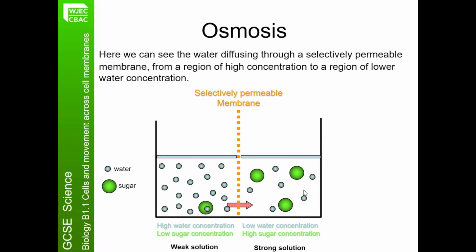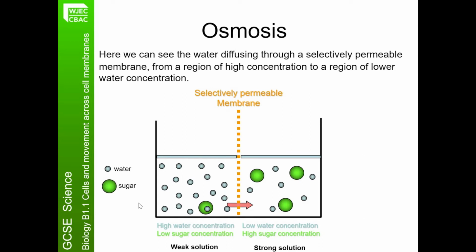On the right-hand side, we have low water concentration, only a few blue water molecules, and more green sugar molecules than on the left-hand side. So we have low water concentration, high sugar concentration. We describe this solution as being a strong or concentrated solution. So again, if we use the analogy of making up squash, if you like your squash strong or concentrated, you put a lot of squash in and very little water.